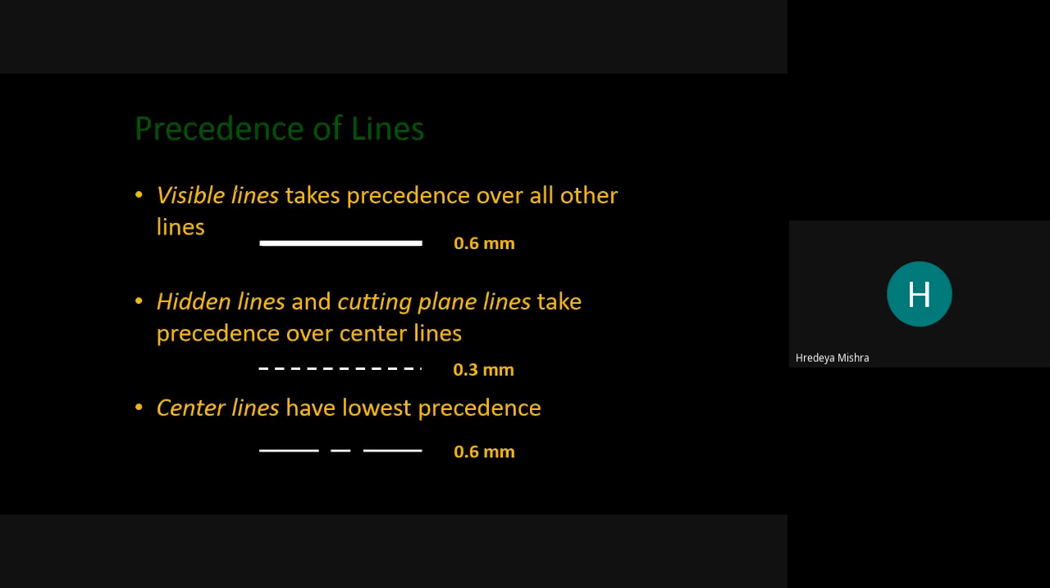Now, precedence of the lines. The visible line takes precedence over all other lines, which means 0.6 mm thickness. A hidden line or cutting plane line takes precedence over the center line, and its thickness is 0.3 mm. The center line has the lowest precedence, and that is 0.6 thickness. The thickness is the same as the visible line for the center line.